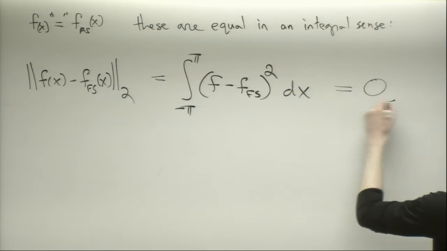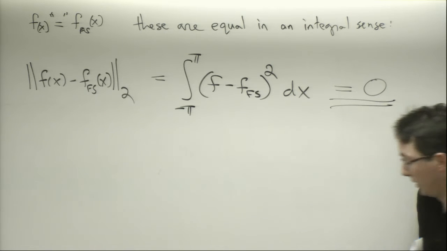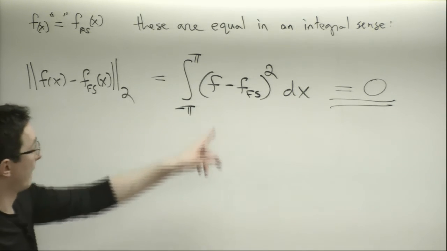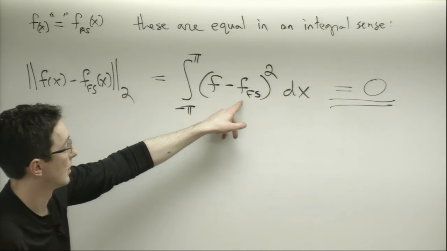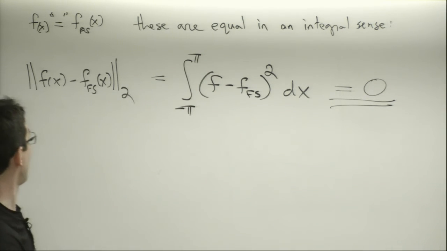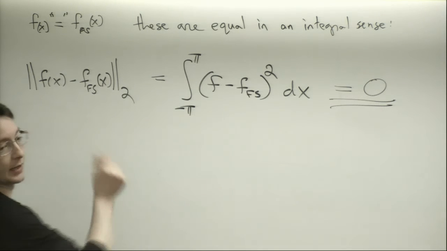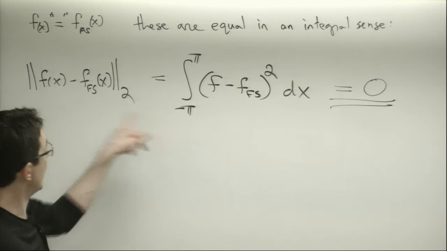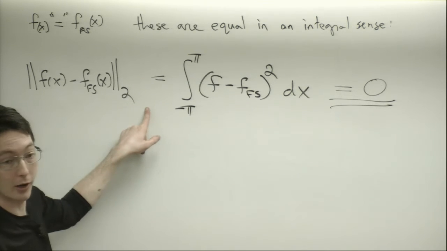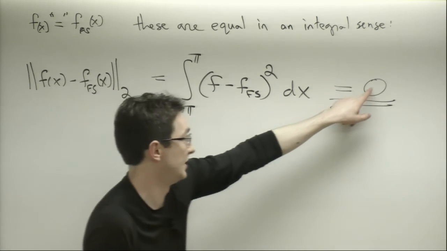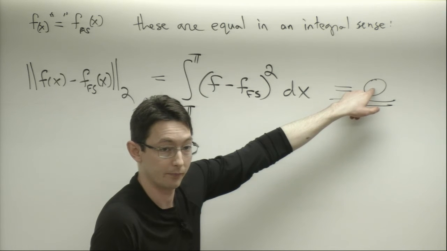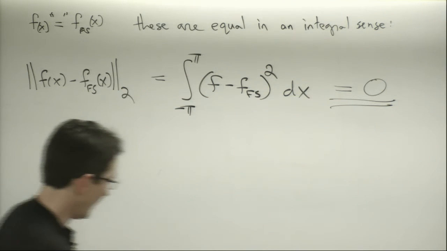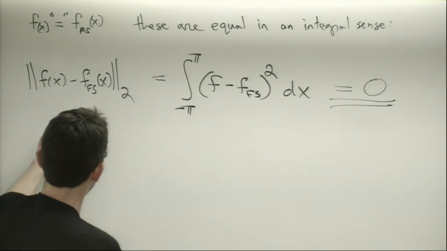And this equals 0. That's what I mean by these two functions being equal. What I mean is that these two functions are infinitesimally close to each other in function space. For all intents and purposes, in this inner product, in this norm, they're 0 distance apart. They're the same function.